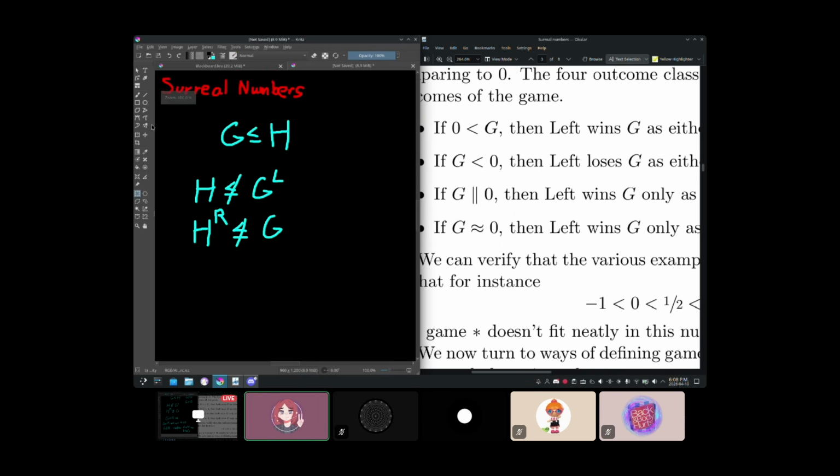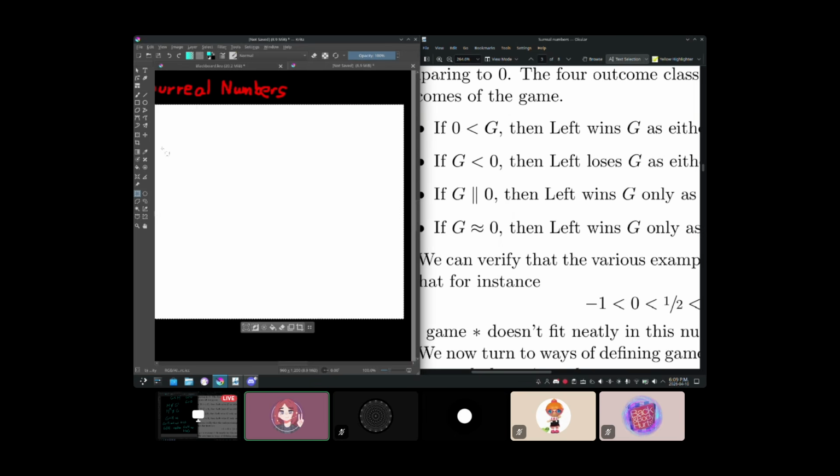So basically there's 4 different ways that 2 games can compare to each other. And it depends on whether you have G less or equal to H, or H less or equal to... You know what, I'm just gonna delete this as well. I mean, again, we'll get into why this definition makes sense in just a bit.